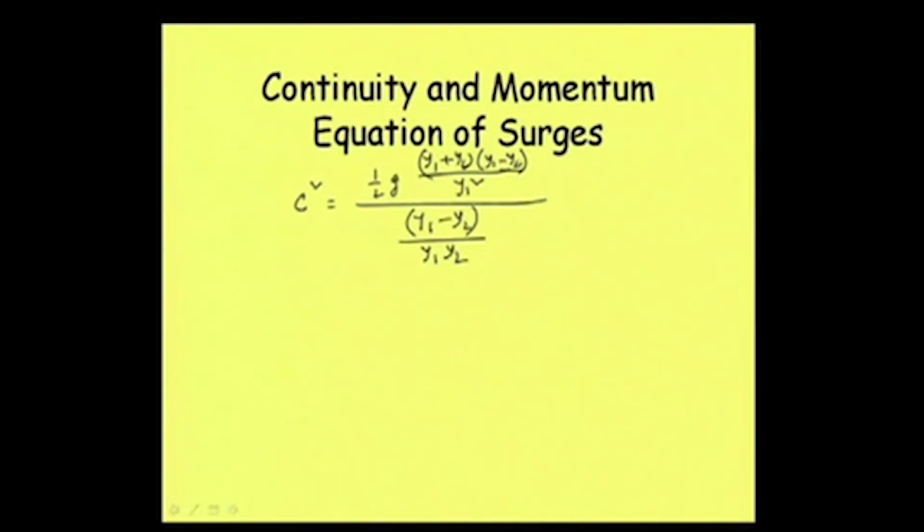Now from here what we can do, this is equal to half of g, then we can write y2 by y1. So this y1 and this y1 are getting cancelled, and we can write this as y2 by y1.